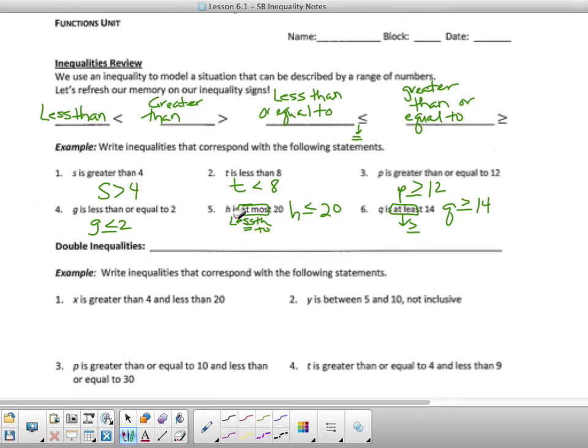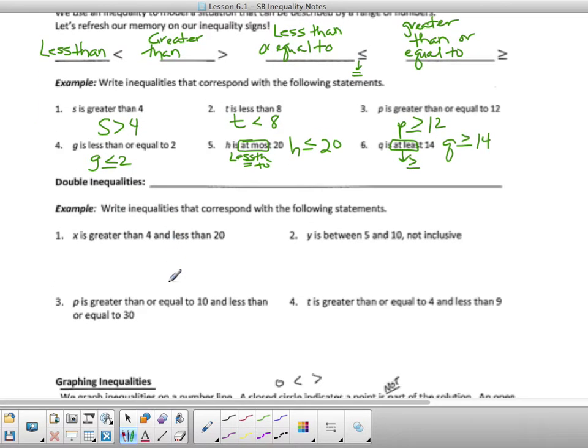Now, when I'm dealing with double inequalities, that is when I get two inequality signs in one statement, okay? So we have two inequality signs in one statement. So in order to do the following, the easiest thing to do is to first write down your numbers in order, putting the smaller number first, then putting the variable in the center, and your larger number last.